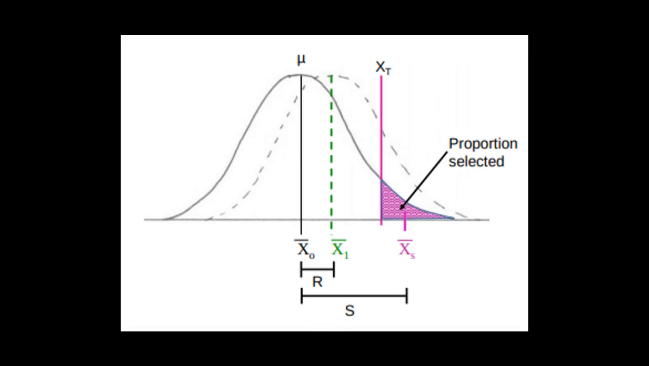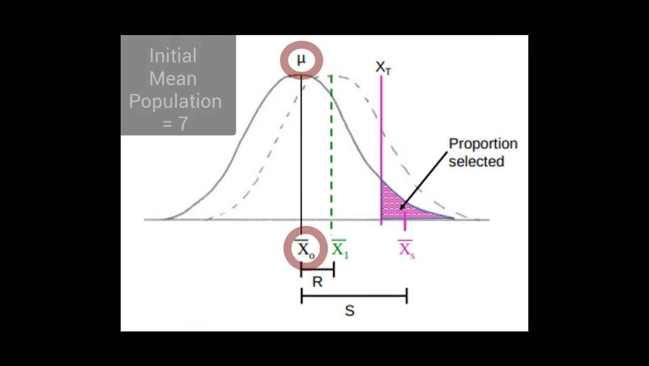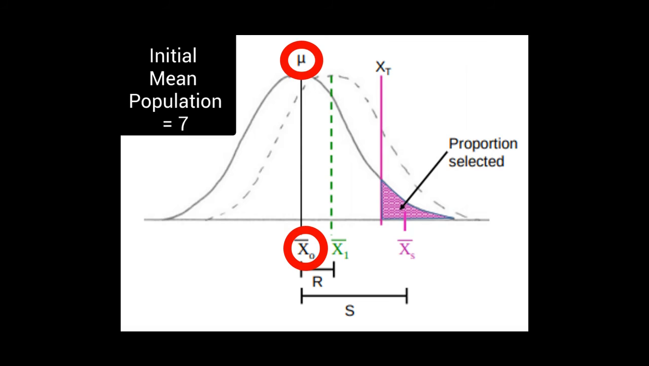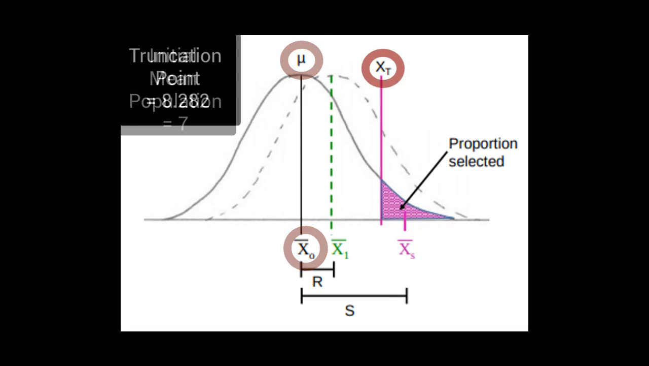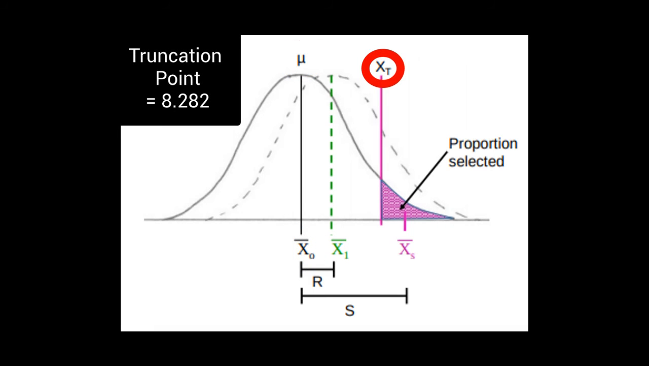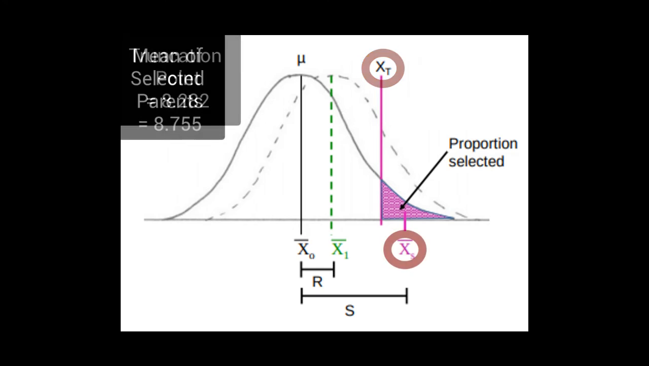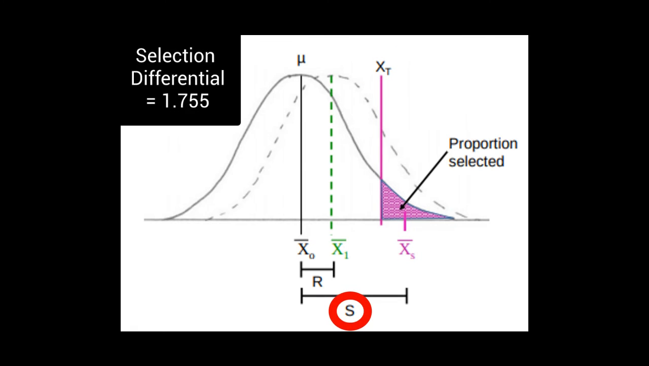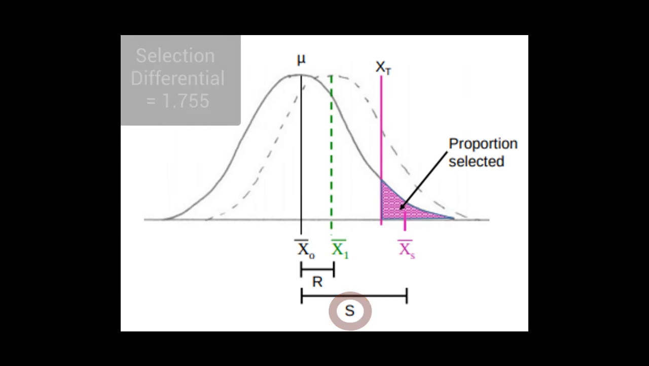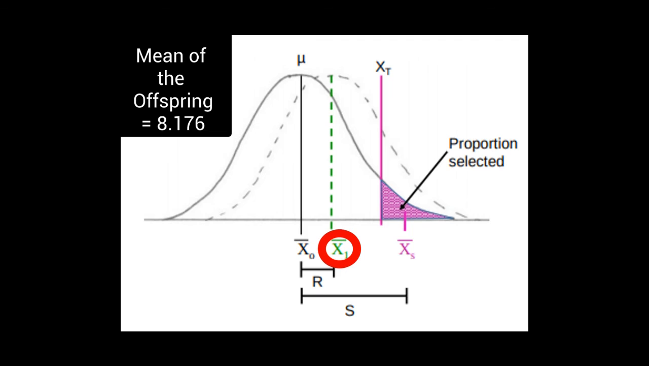Looking at this histogram, we can see in the solid bell curve mu, or x sub 0, is the initial population mean. The top 10% is shaded above the truncation point, or x sub t. The mean of the selected individuals is x sub s, with the difference between this mean and the initial population mean equaling S, or the selection differential. The dotted line bell curve represents the new offspring generation with a mean of x sub 1, and the difference between the mean of the offspring and the initial population equaling R, or the response to selection.